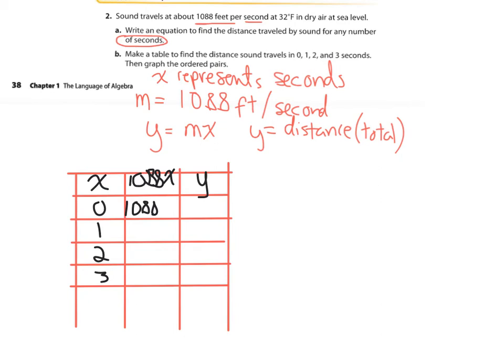So x at this point is 0, and then 1,088 times 1, 1,088 times 2, 1,088 times 3, and we have when x equals 0, y equals 0. That means they both will go through the origin. So it is a proportional relationship. 1,088 times 1 is 1,088. That'll be our first second.